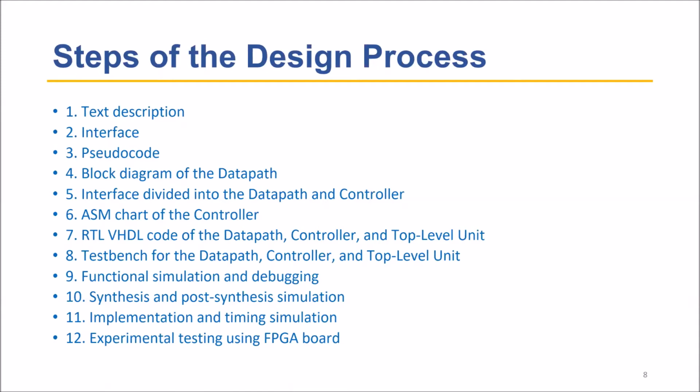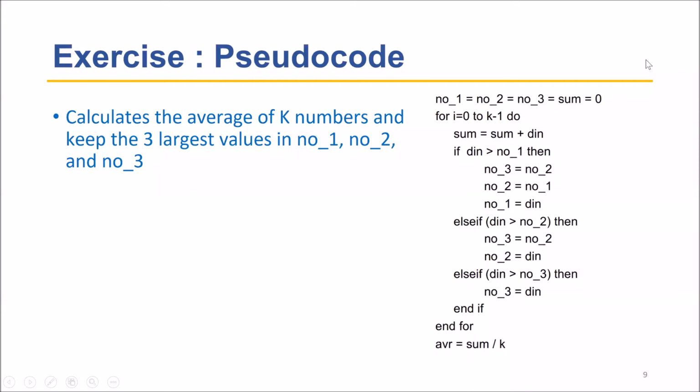Eventually, we can port the design to an FPGA board and test it. Let's look at an exercise. Assume that we want to design a hardware to calculate the average of k numbers and keep the three largest values in three variables called number 1, number 2, and number 3. The pseudocode is as follows.